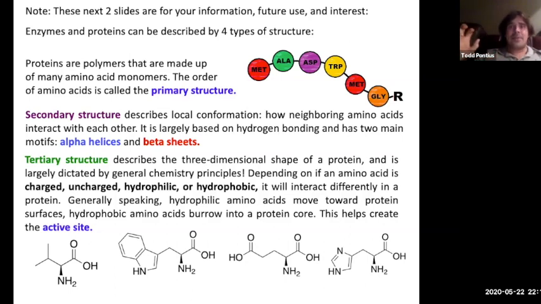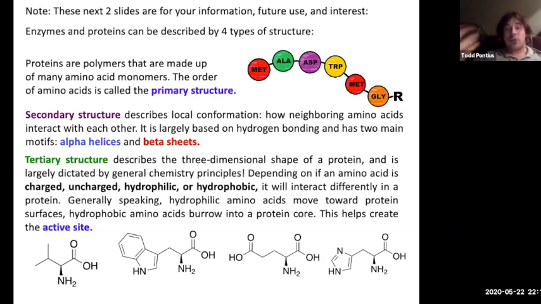So enzymes have basically these 4 layers of complexity. There's the primary structure, which is the transcript of amino acids. Amino acids are the monomers that make up enzymes and proteins. So you have the primary structure, which is the individual amino acids that make them up. Then you get a secondary structure, which is largely based on hydrogen bonding. You get these motifs called alpha helices and beta sheets.